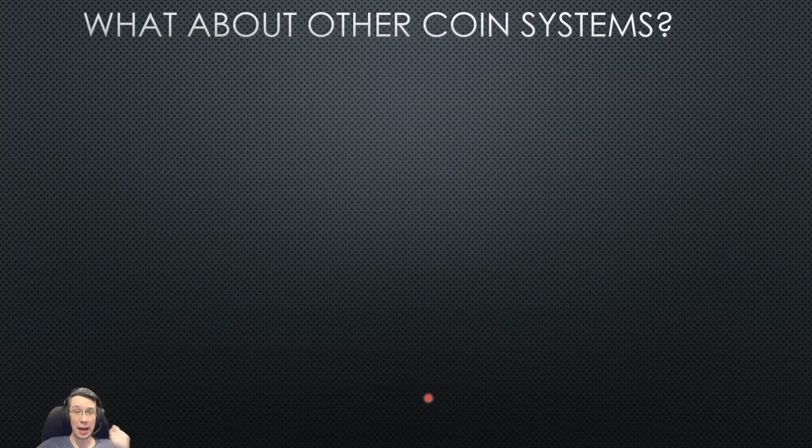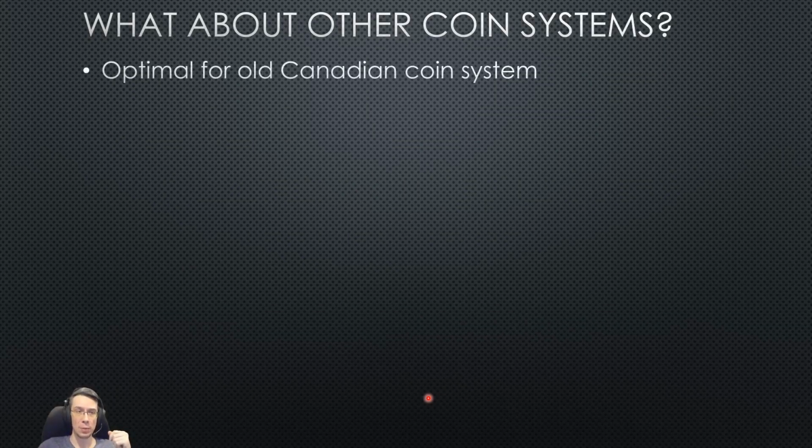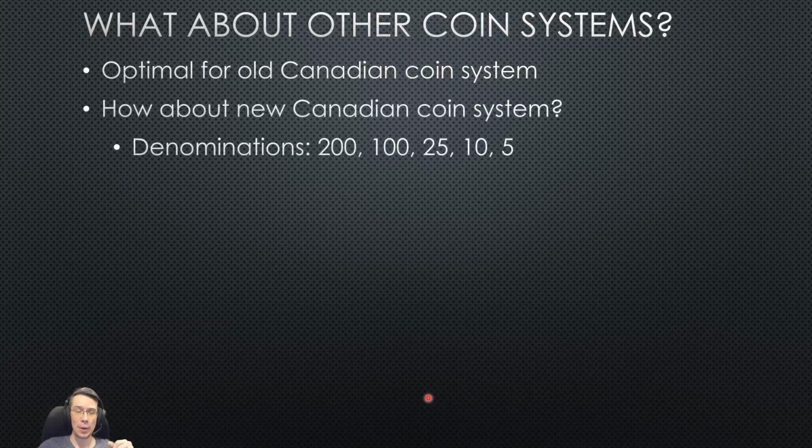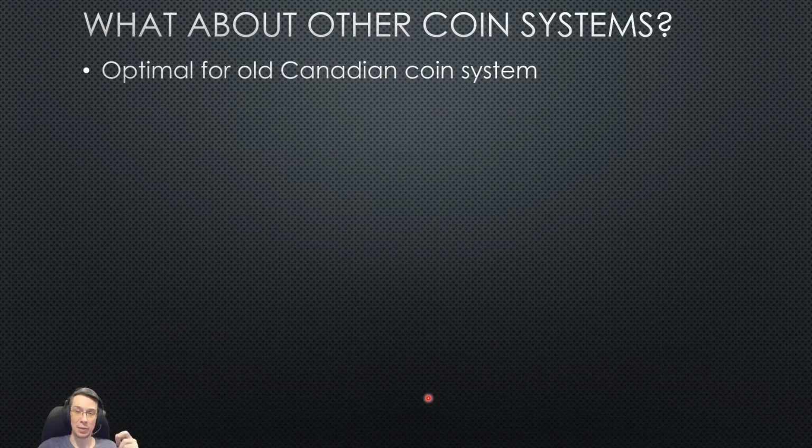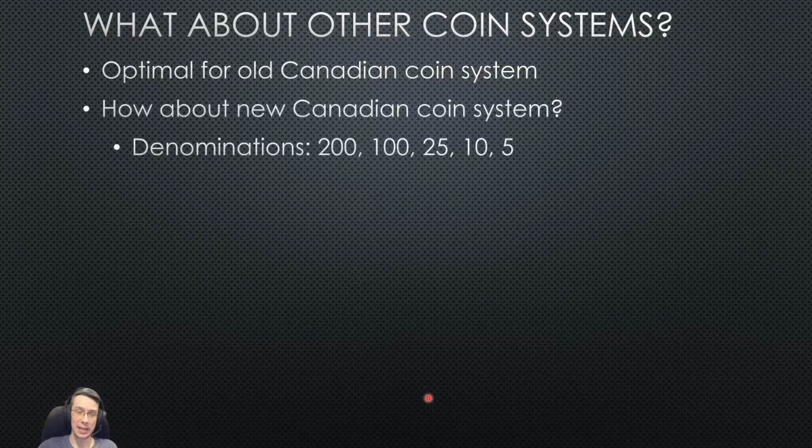Okay, so what about other coin systems? Well, it turns out that this algorithm is optimal for the Canadian coin system. If you fill out the last couple of cases, you'll see that in all the cases, the greedy algorithm is optimal. How about for the old Canadian coin system with pennies? How about for the new Canadian coin system? What do you think? Is this optimal for the new Canadian coin system?